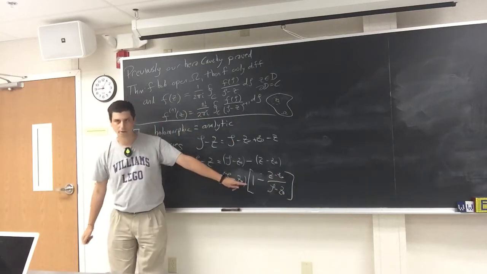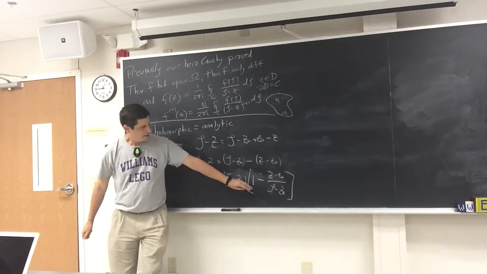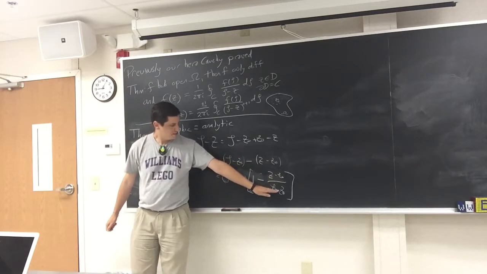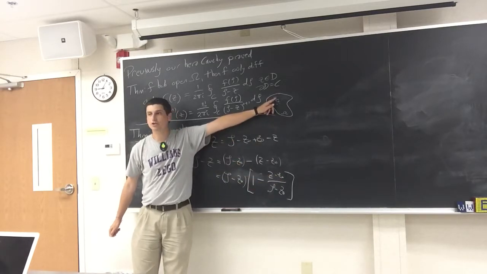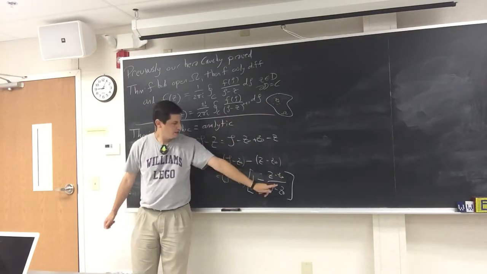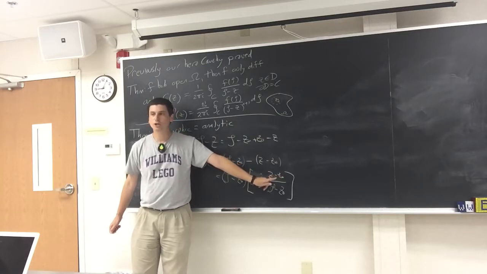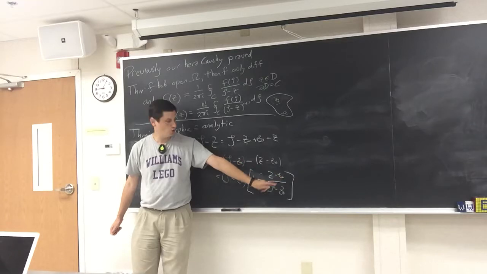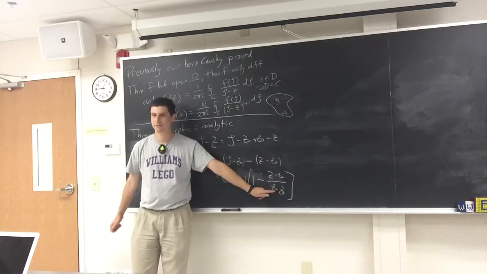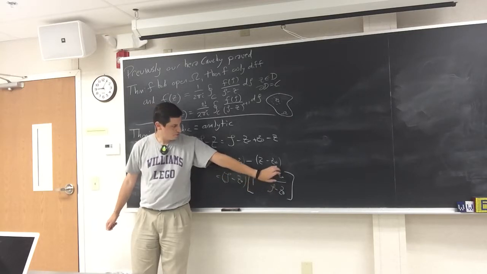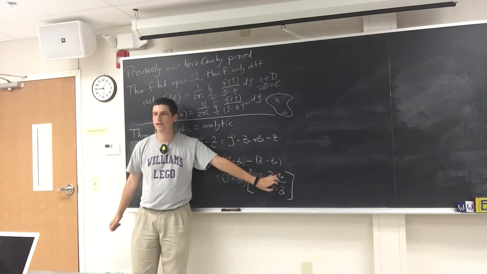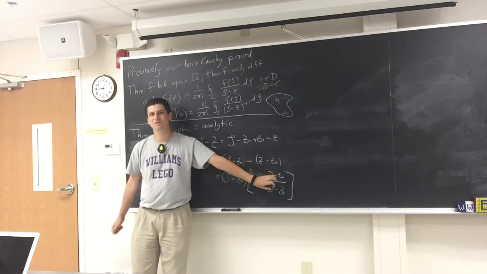This is really small. Zeta minus z naught. Well, zeta is on the boundary of the circle. Z naught and z are really close to each other. I can make sure that z is very close to z naught, closer than the distance from z naught to zeta. What can you tell me about this fraction here? How large will it be in absolute value? Less than 1. So now what are you thinking of?